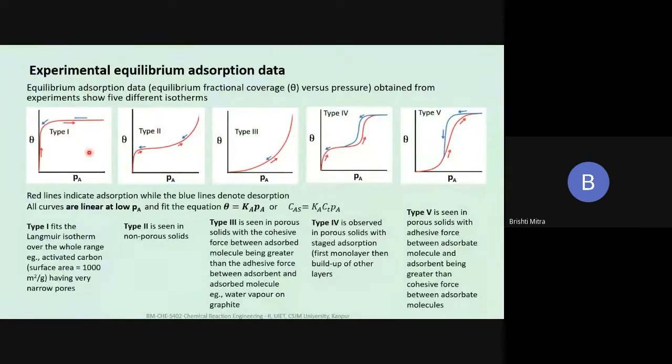This happens in type 1, type 2, and type 3. All 3 of them, the adsorption and the desorption curves are on top of each other. Whereas in type 4 and type 5, you will see that there is a hysteresis. So the way the adsorption happens is different from the way the desorption happens.